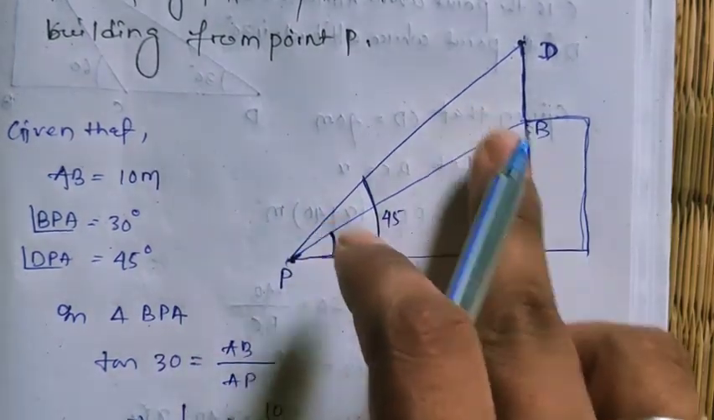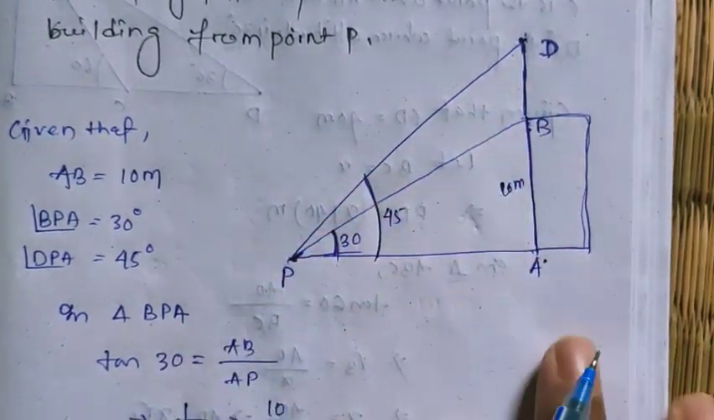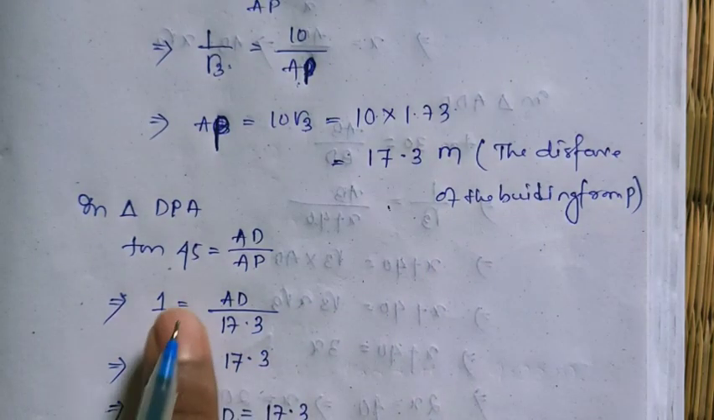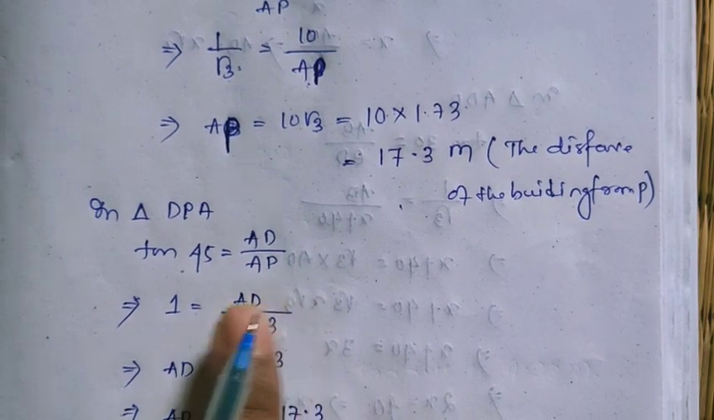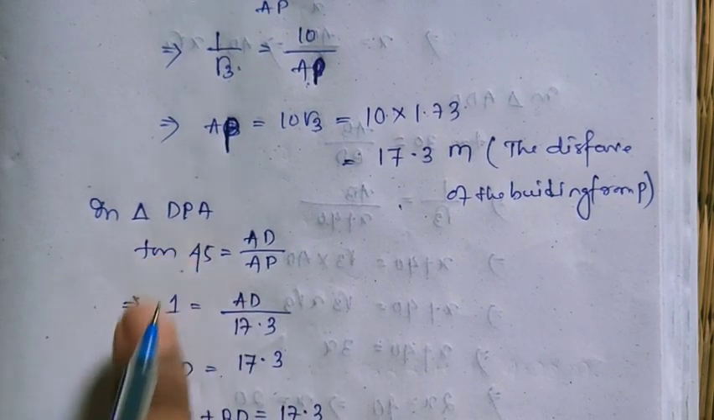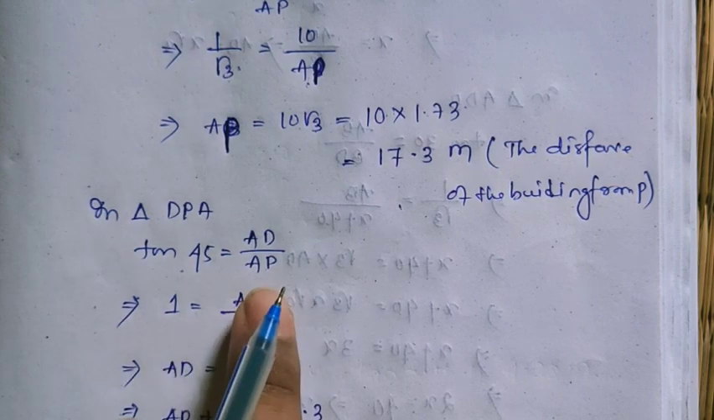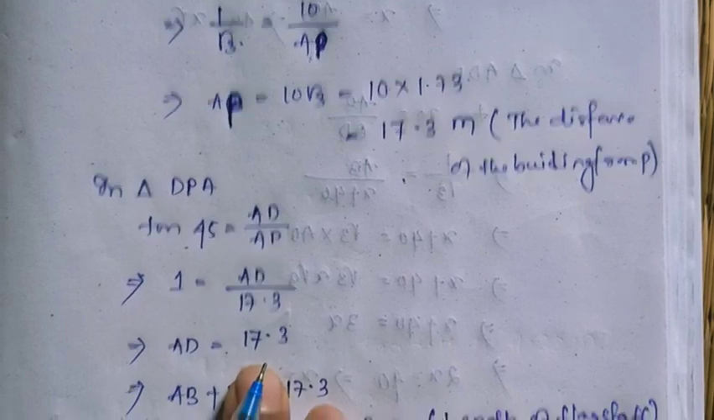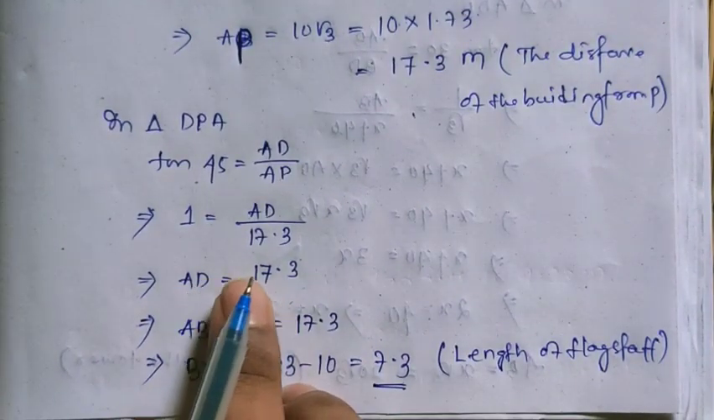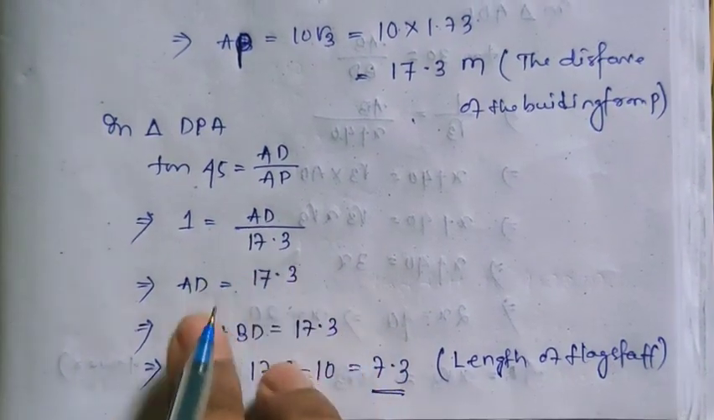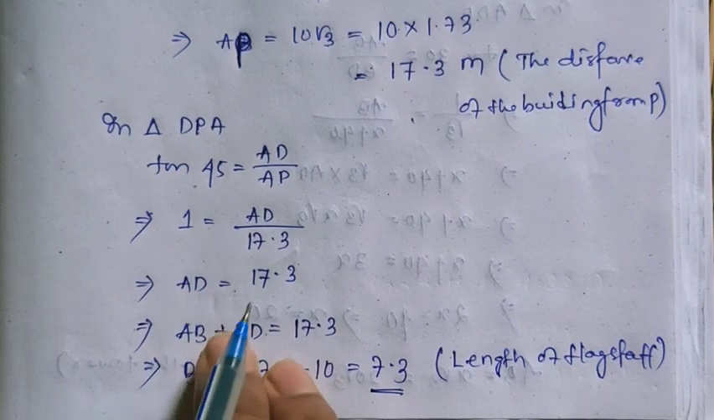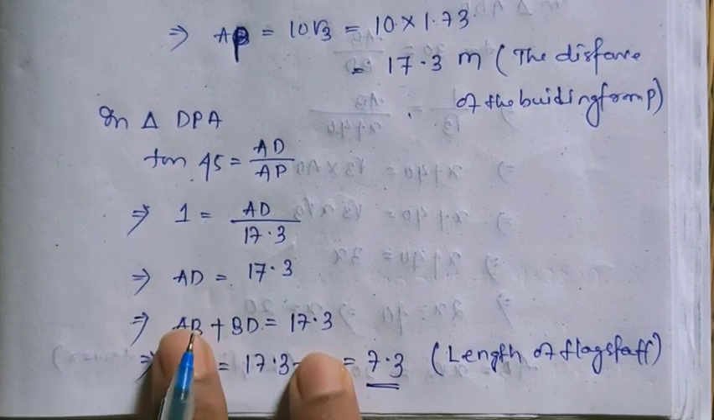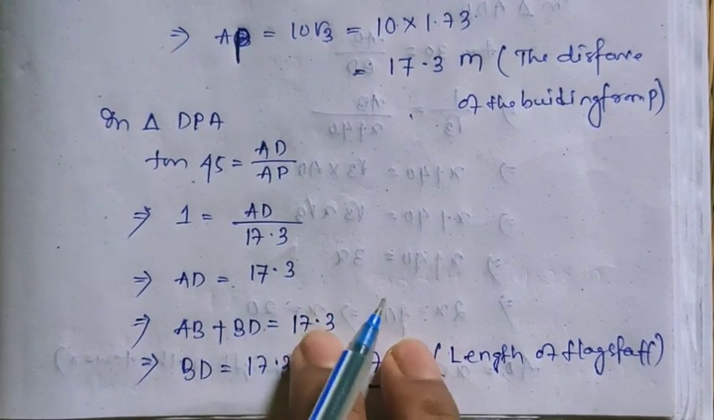So now in triangle DPA, tan 45 is equal to AD by PA, or AD by AP. This implies tan 45 is equal to 1, which is equal to AD by AP. We have already found 17.3. This implies AD is equal to 17.3. So what is AD? AD is equal to AB plus BD, right? So AB plus BD is equal to 17.3.